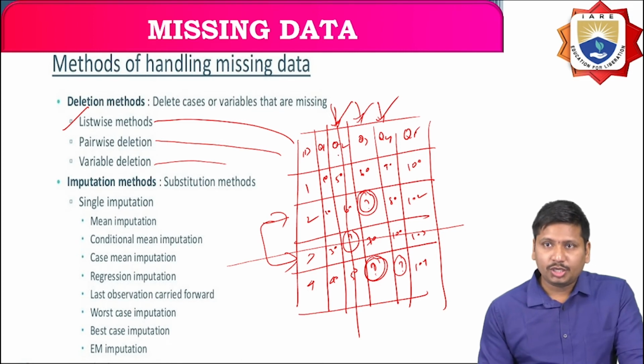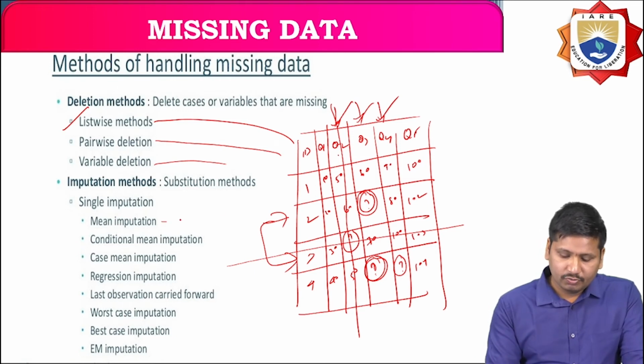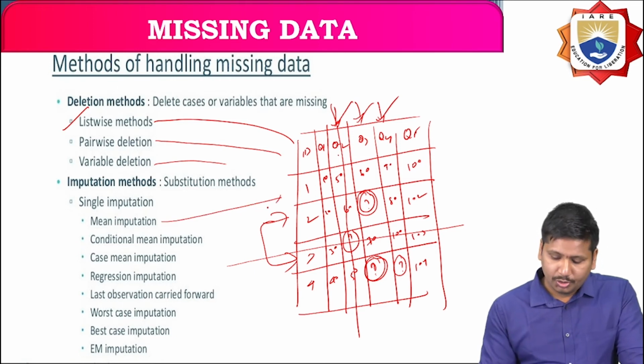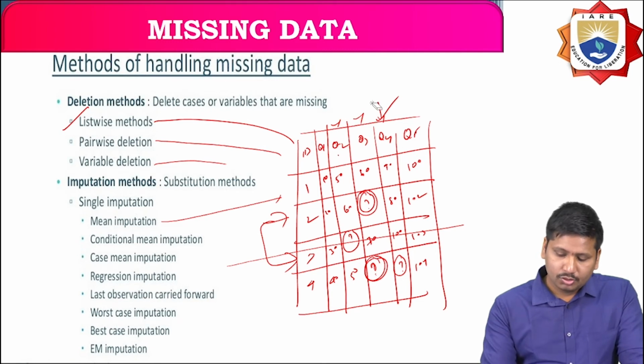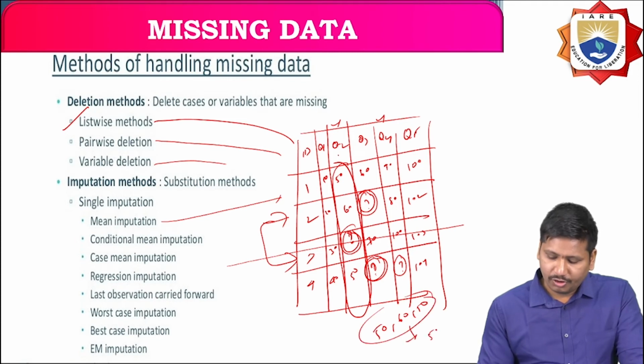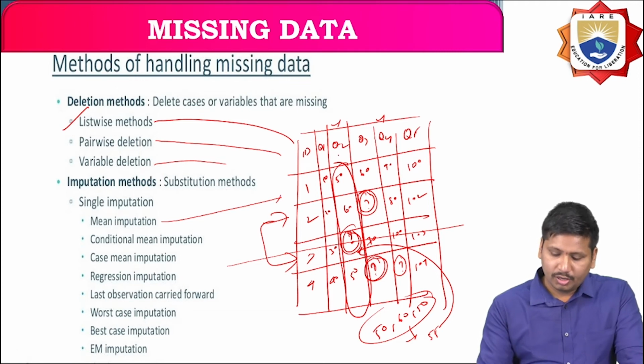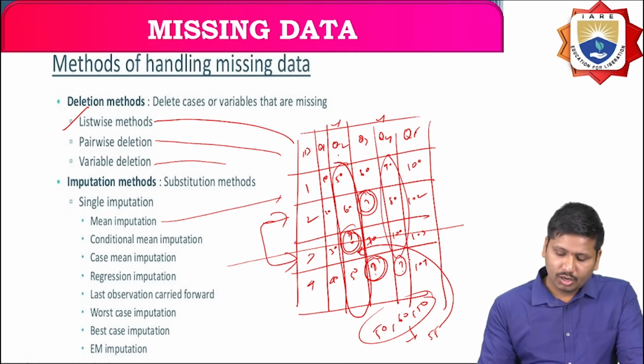The next one is substitution: how can I fill the missing data with some other value? The first one is mean imputation. Suppose I get a missing value here. I have to calculate the mean of these values. What is the mean of 50, 60, and 50? The mean of these three is about 55, so I can fill the missing value with this. Similarly, I calculate the mean of the other one, and that is filled into the missing data.